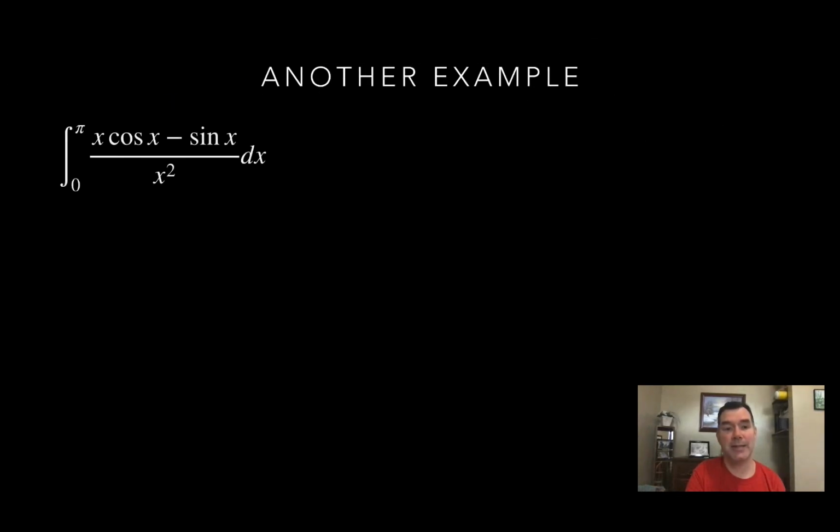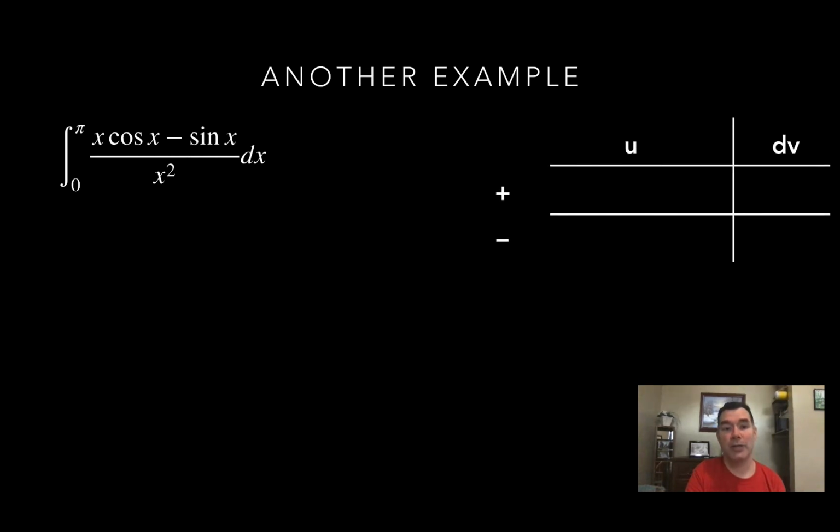All right, another example. Let's say I have the integral from 0 to pi of this expression right here. I'm going to use integration by parts again. And the numerator is going to be my u, and my denominator, which I'm going to write as x to the negative 2, is going to be my dv. Take the derivative of that u value, and I get negative x sine x. And then the antiderivative of x to the negative 2 is going to be negative x to the negative 1.